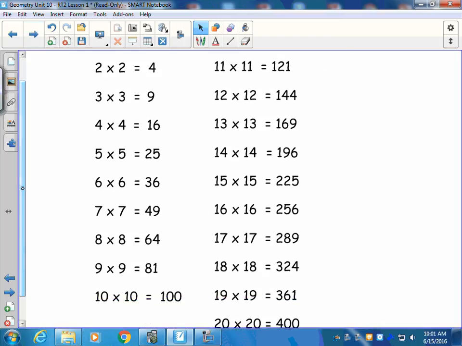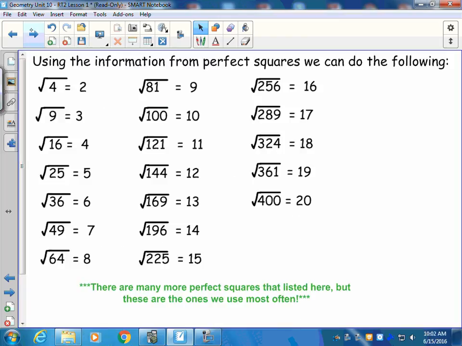Okay, so you always want to have a perfect square table or keep these values in mind when you're simplifying radicals, because this is really your short list of values. These are the values, all of these perfect squares, 4, 9, 16, 25, 36. These are the values we're going to be looking for when we are simplifying a radical.